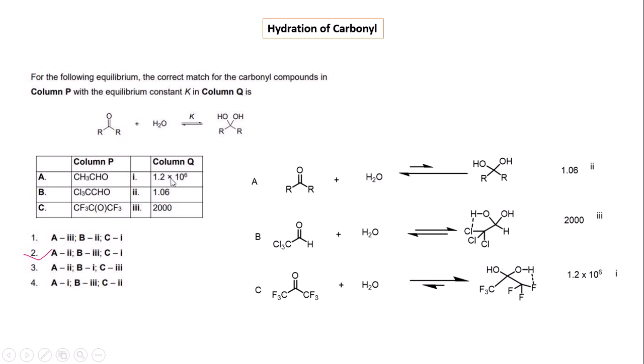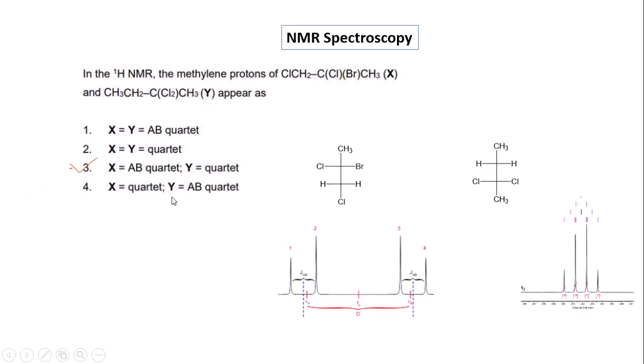Hexafluoroacetone has the highest equilibrium constant, that is 1.2 × 10^6, with the intramolecular hydrogen bonding, then the chloral, and then the acetaldehyde. Here no hydrogen bonding is present, so the gem-diol intermediate is unstable, and hence the equilibrium constant is less, that is 1.0.